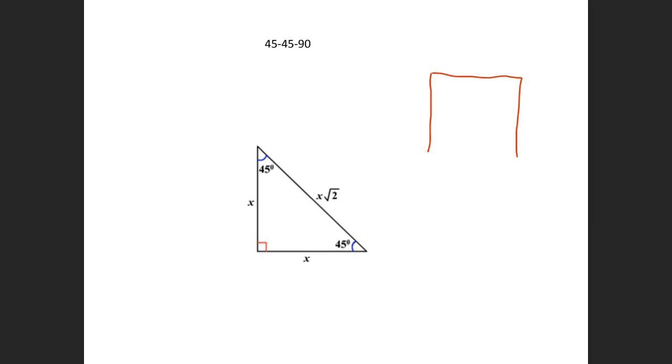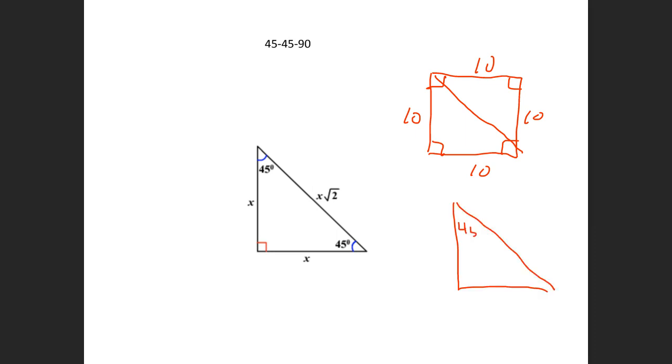So if I have a square, all angles are 90, right? And all sides are the same. So let's say that this side is 10, 10, 10, 10. Divide it in half. That gives us what is called a 45, 45, 90. That's a special triangle. So this side's 10, this side's 10. If I use the Pythagorean theorem, this side will always become one side times the square root of 2. Always. So that's how we come up with the side.